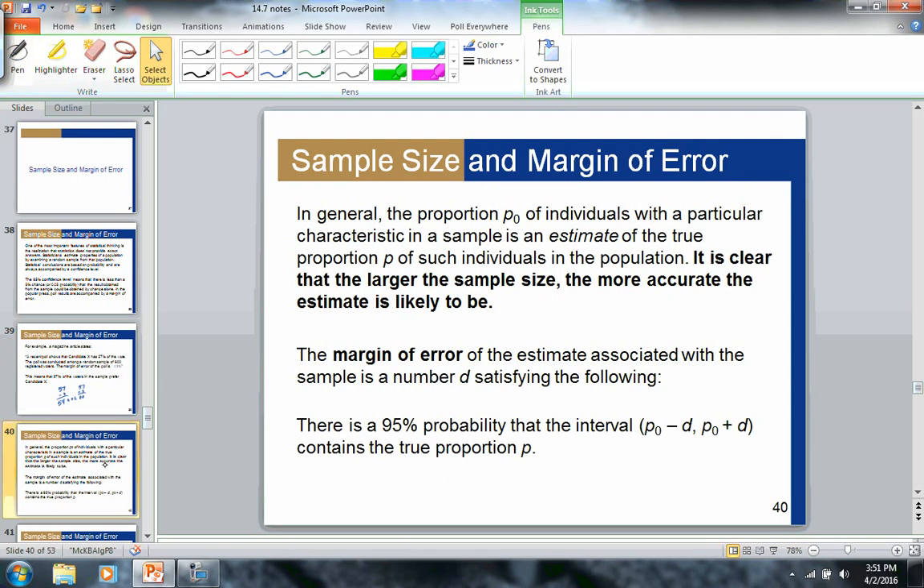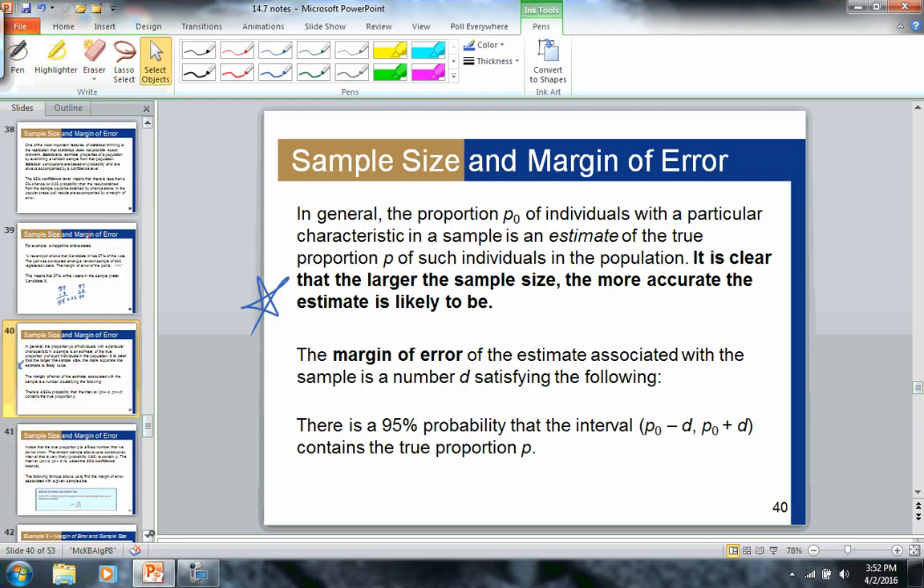So in general, the proportion, p sub 0, of individuals with a particular characteristic in a sample is an estimate of the true proportion, p, of such individuals in a population. So it's clear that the larger the sample size, the more accurate the estimate is likely to be. So that's important. It's in bold there. And we're going to refer back to that concept at the end of the notes as well.